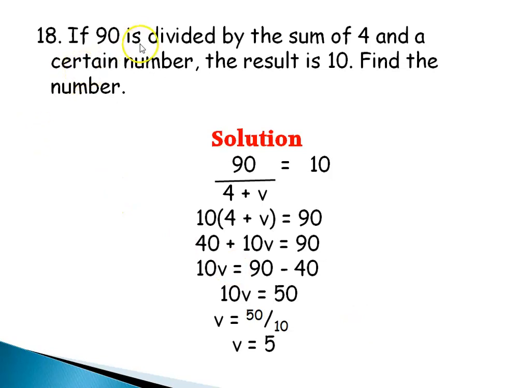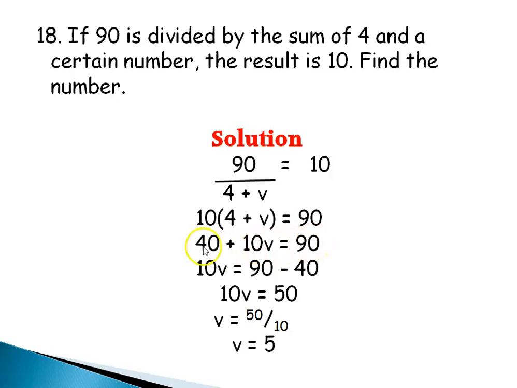Question 18. If 90 is divided by the sum of 4 and a certain number, the result is 10. Find the number. Okay, let's call the number V. So if I divide 90 by the sum of 4 and a certain number, so 4 plus V, so 90 divided by 4 plus V, the result is equals to 10. So I'll cross multiply. This will give me 10 multiplied by 4 plus V is equals to 90. Okay, I want to open this bracket. 10 times 4 is 40 plus 10 times V, 10V is equals to 90.